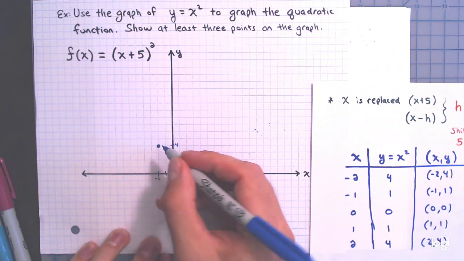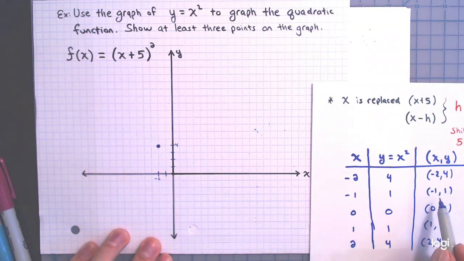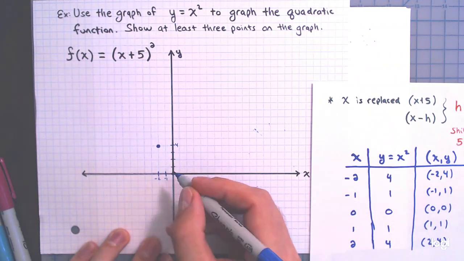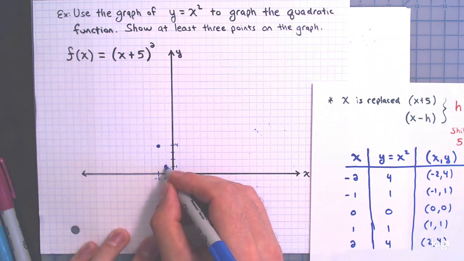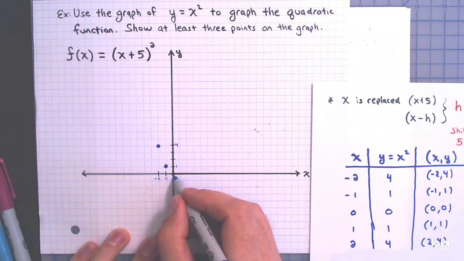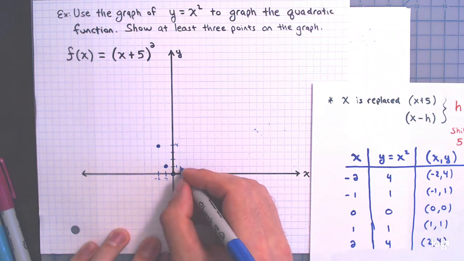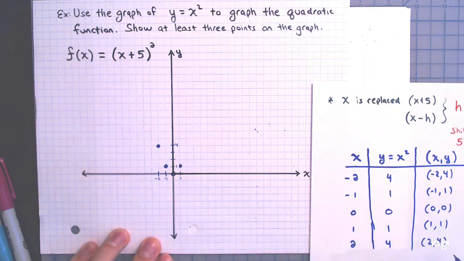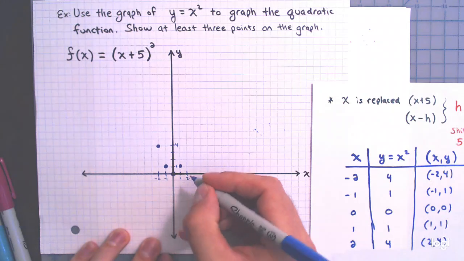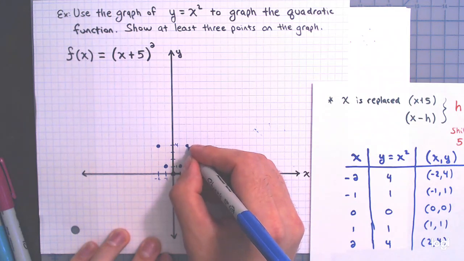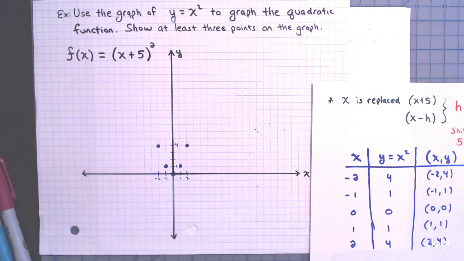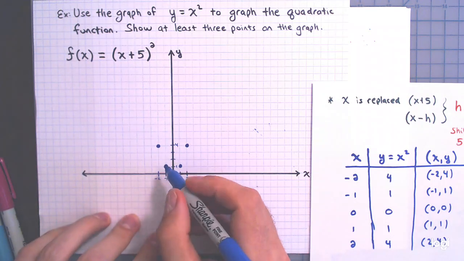There's a point on the graph. -1 for the x, +1 for the y. There's another point. 0, 0 is our third point. 1, 1, our fourth point, and 2, 4, the fifth point. Okay, so I've got all these locations marked off, and again you hopefully see enough where you see a pattern forming and can draw the rest in.